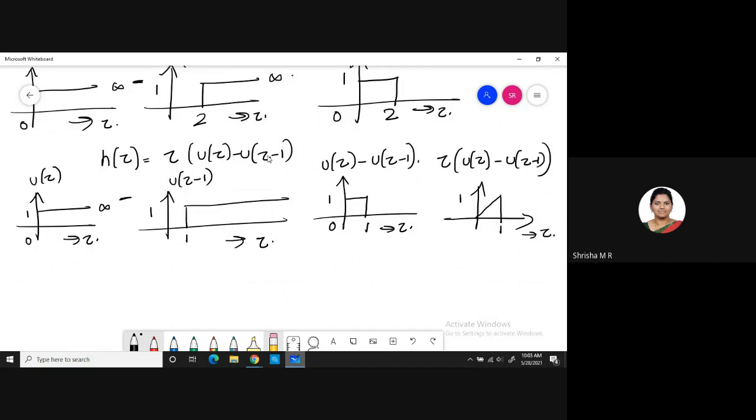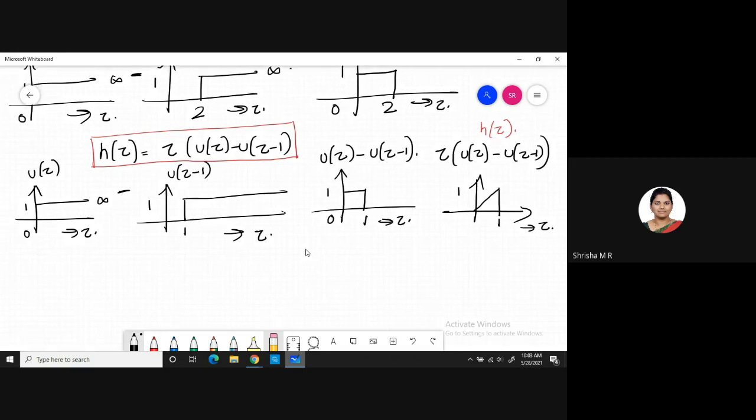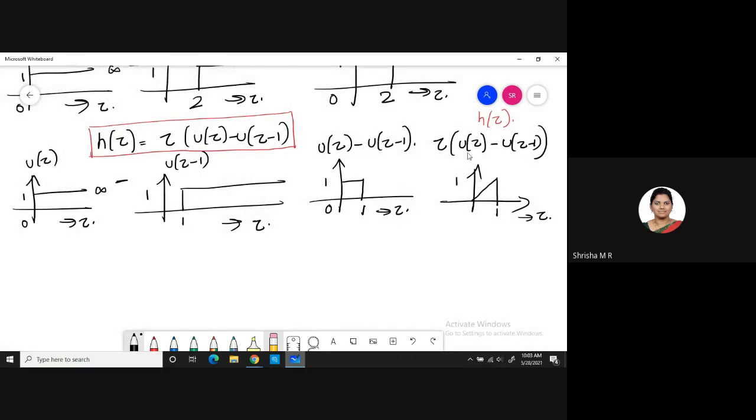So let us try to plot h of t minus tau. This is h of tau, what we have plotted now. Now let us plot h of t minus tau. So how will you plot h of t minus tau? This is your h of tau. You have to tell me how you will plot that.